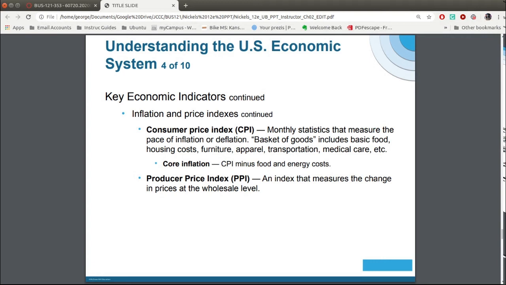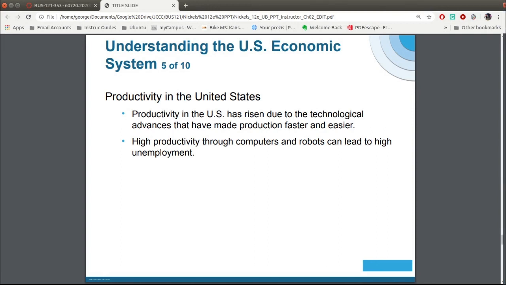Another thing you'll hear about is what's called the Consumer Price Index, or the CPI. That's basically a basket of goods and what it costs to produce those goods. And you're talking about food and housing and furniture and things like this. When they measure inflation, it's the CPI less food and energy costs. And the reason for that is because they have a tendency to really vary quite a bit. Productivity is going up in the United States due to the technological advances that we have.